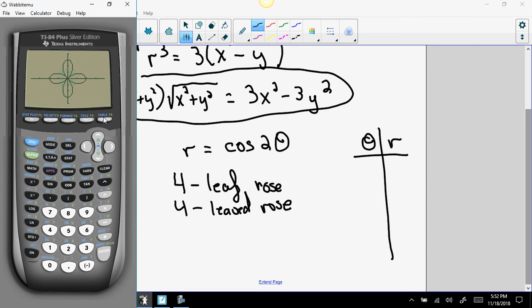Now that would be a lot of point plotting to actually get that, and you'd have to really put a lot of thetas in here if you wanted to. Good enough.